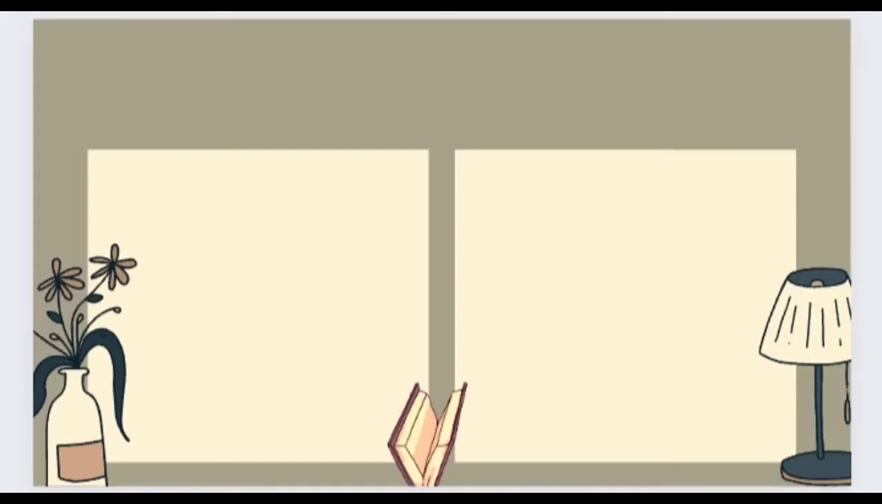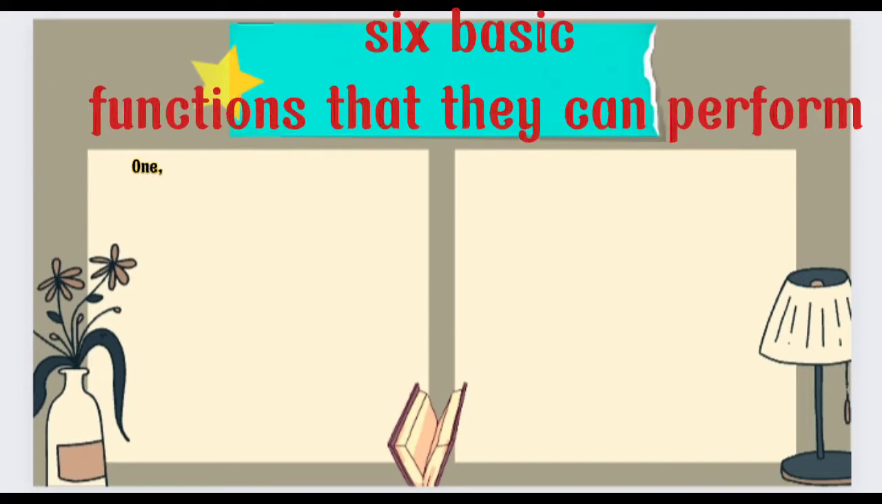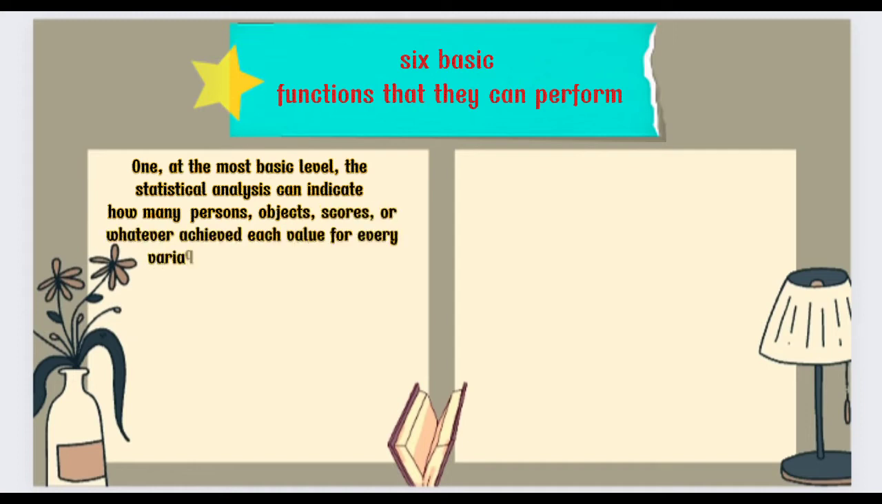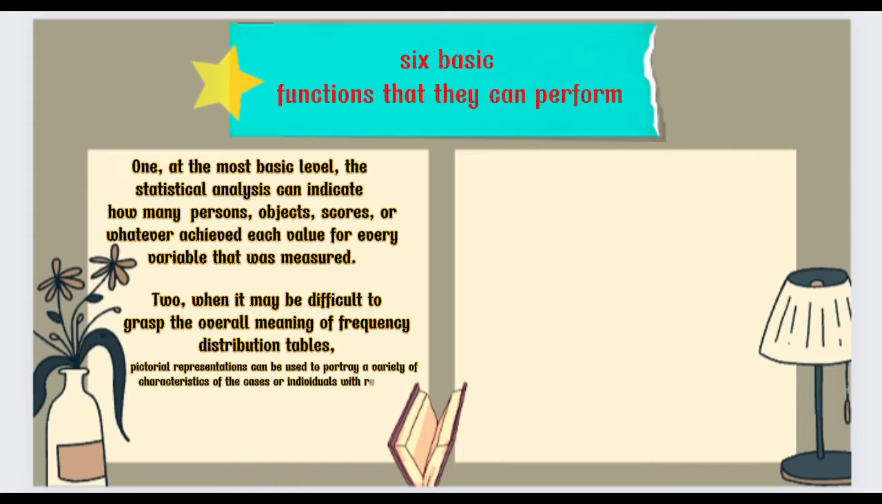Once the data are ready to be analyzed, the researcher can choose to utilize descriptive statistics, inferential statistics, or both. There are 6 basic functions that they can perform. 1. At the most basic level, the statistical analysis can indicate how many persons, objects, scores, or whatever achieved each value for every variable that was measured. 2. When it may be difficult to grasp the overall meaning of frequency distribution tables, pictorial representations can be used to portray a variety of characteristics of the cases or individuals with respect to the variable or variables measured.